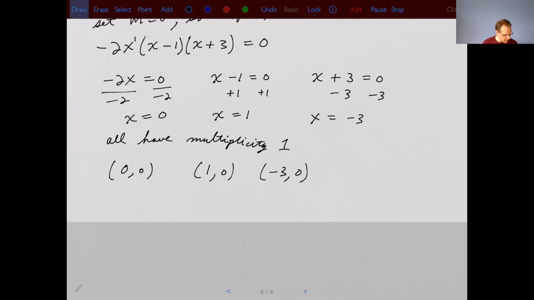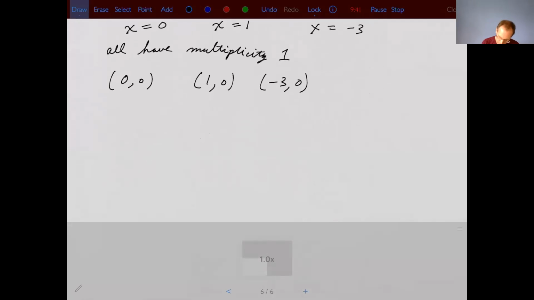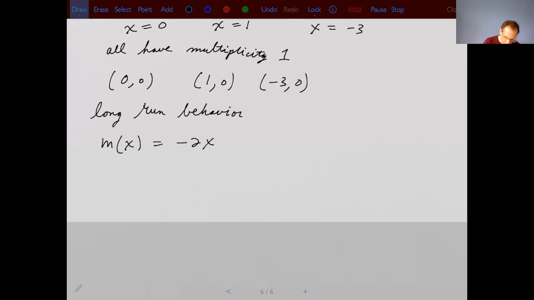Okay, the other thing that we could do is we could look at the long run behavior. So let's look at that too. That might help us with the graph. So long run behavior. All right, so first thing, let me write down the polynomial again. So it's negative 2x, x minus 1, x plus 3.